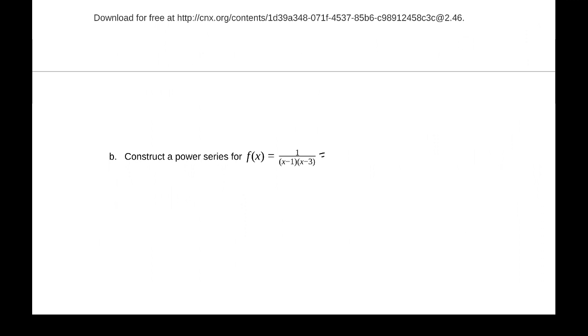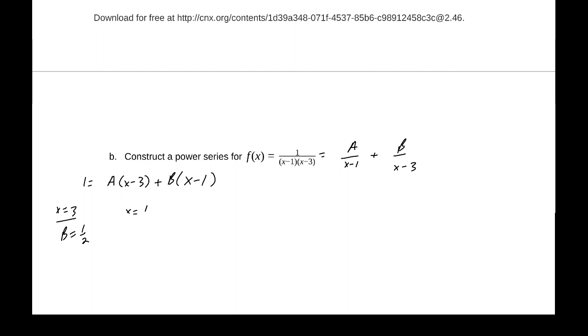Alright, so to begin with, let's see if we want this in 1 over 1 minus x form, like we had the others. So let's see if we can work out a partial fraction decomposition. That would indicate that 1 equals a times x minus 3 plus b times x minus 1. And for x equals 3, that would mean b is 1/2.